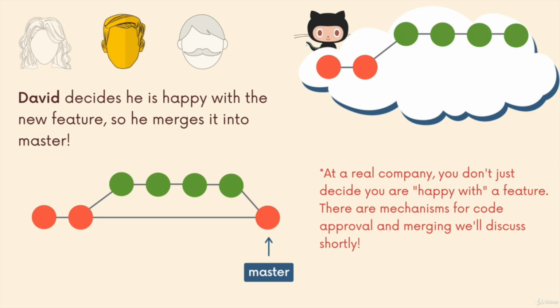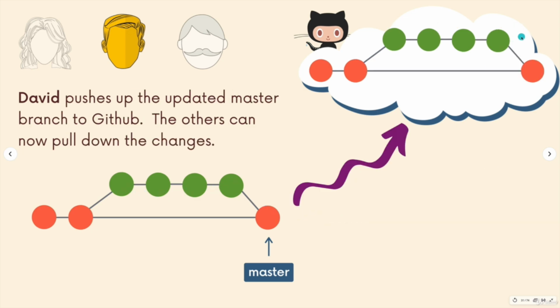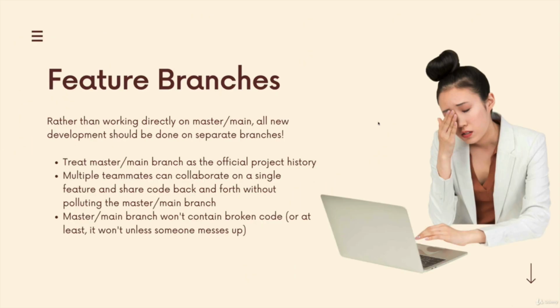And of course, the last thing that would need to happen once David merges his new feature branch in is he would push that up so that GitHub is updated. And now everyone's master branch would include those new commits, those new changes that he made on his feature branch originally. So that's the main idea.